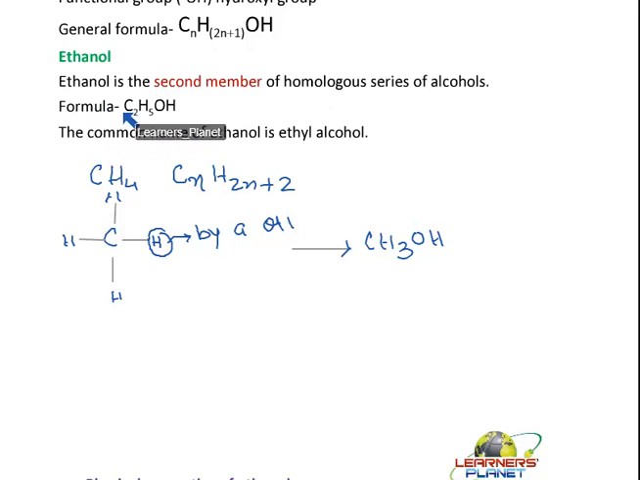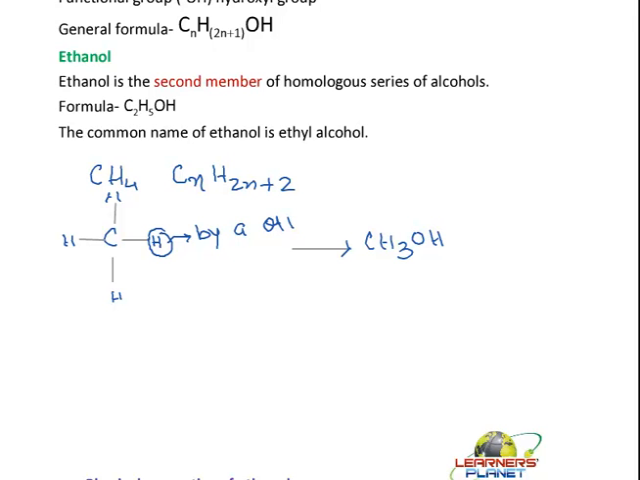Now its formula, you can work out the formula. Eth meaning 2, ane meaning one single bond between the carbon atoms, and ol meaning OH. So the formula of ethanol is C2H5OH. Now the common name of ethanol is ethyl alcohol.